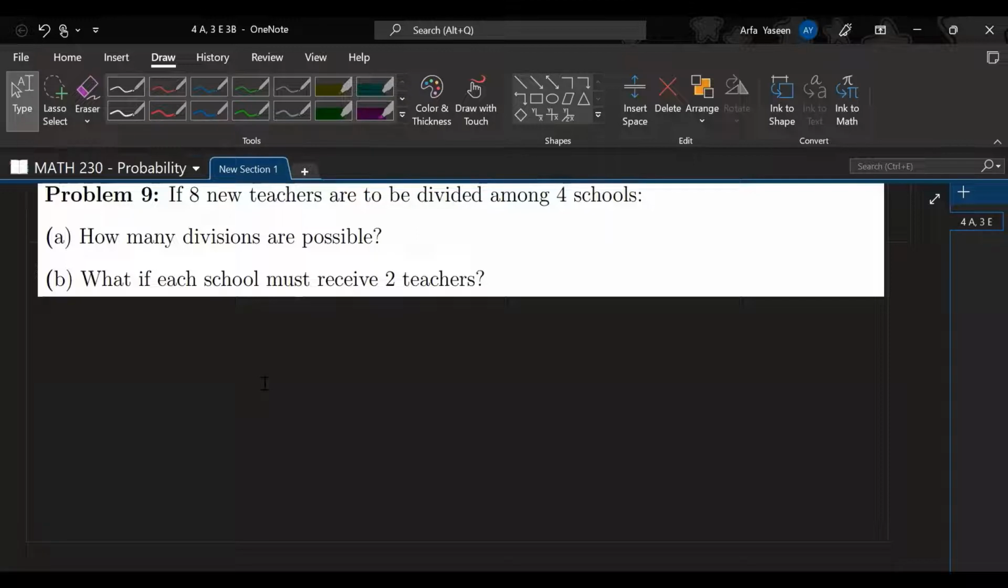So for part A, any teacher can be assigned to any school, right? There are really no restrictions at all. So for the first teacher, we have 4 possibilities. Then for the second teacher, we have 4 possibilities, and so on.